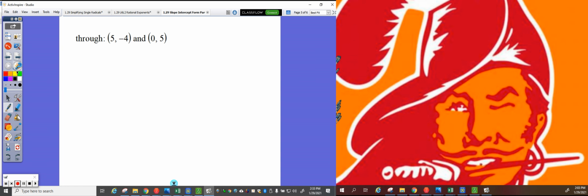And then we rewrite it. So what do we know? What's our slope? X plus 5. You have to put an x there.